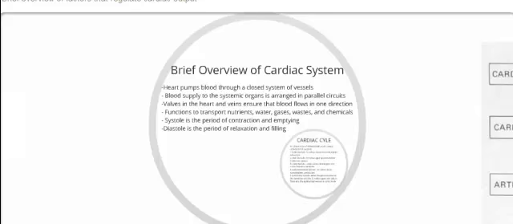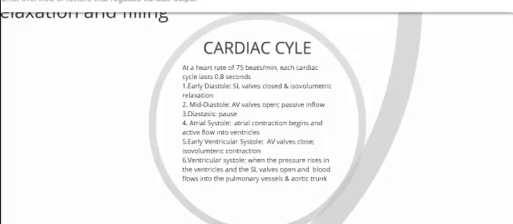Systole is a period of contraction and is a time of emptying, while diastole is a period of relaxation and filling. The cardiac cycle is an overall cycle that includes around 6 steps, and it lasts approximately 0.8 seconds. So first step is early diastole, where you have the semilunar valves closed and isovolumetric relaxation. In the second step, we have mid-diastole, where the AV, the atrioventricular valves, are open and you have passive inflow.